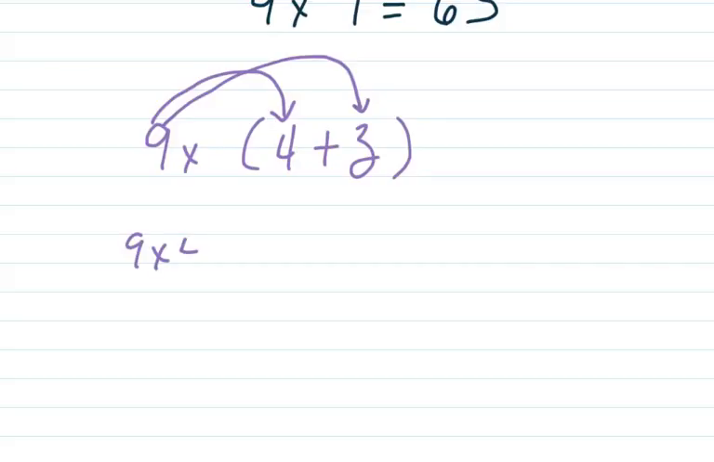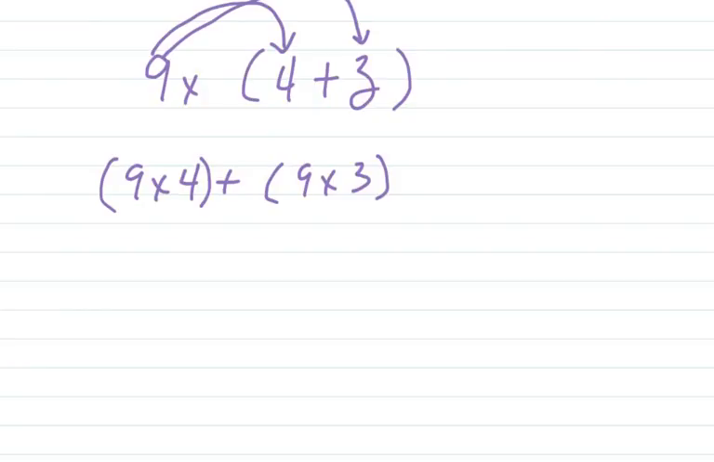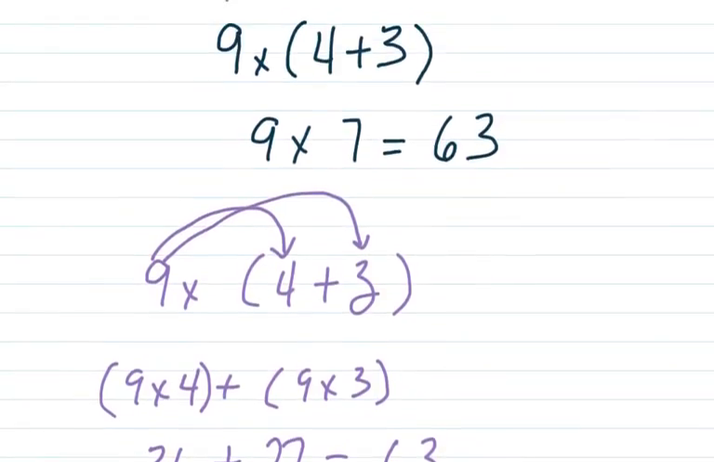9 times 4 plus 9 times 3. And so what you get is a partial product of 36 plus another partial product of 27. When you add those two things together, you get a final product of 63. And what you can see is that this matches what we did in the first problem.